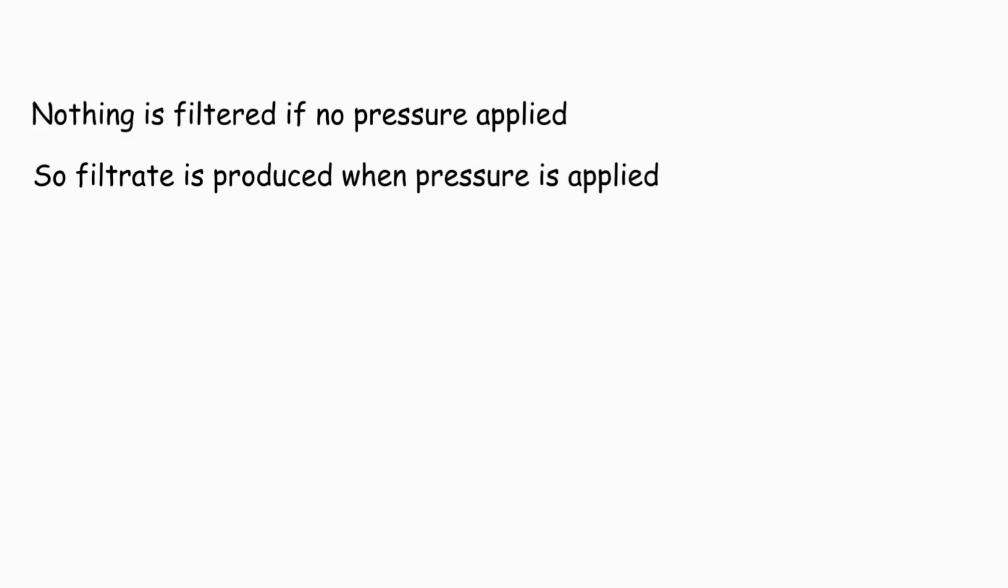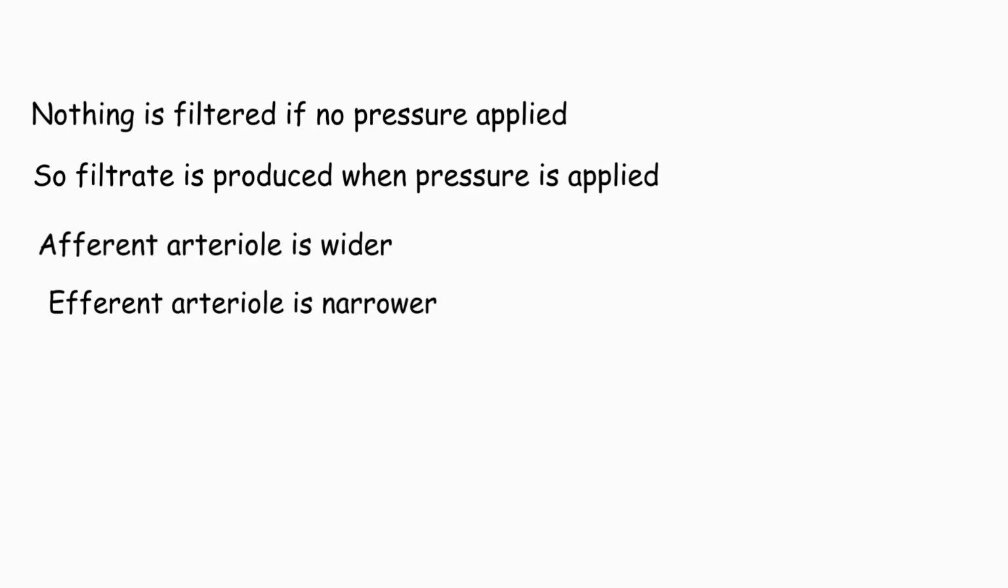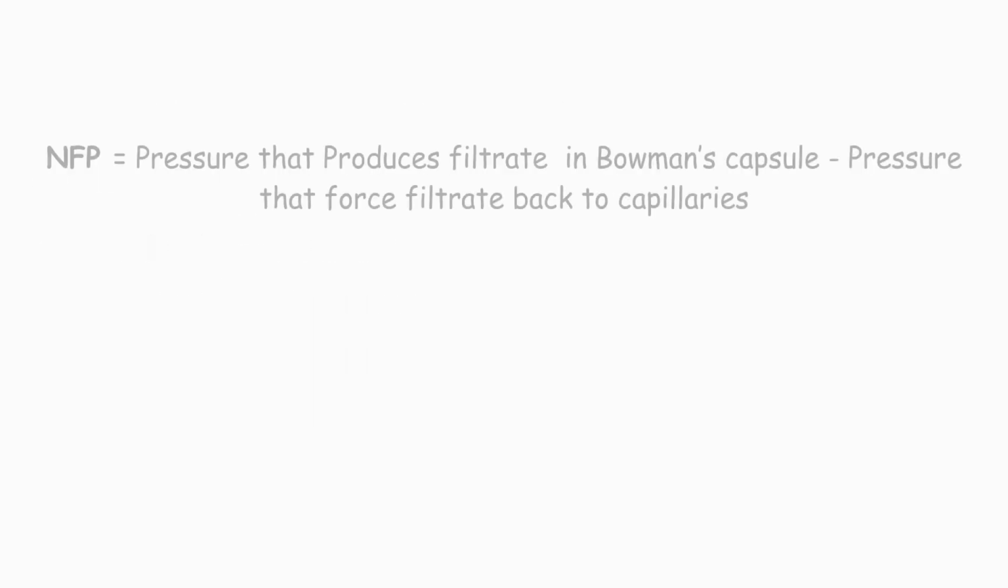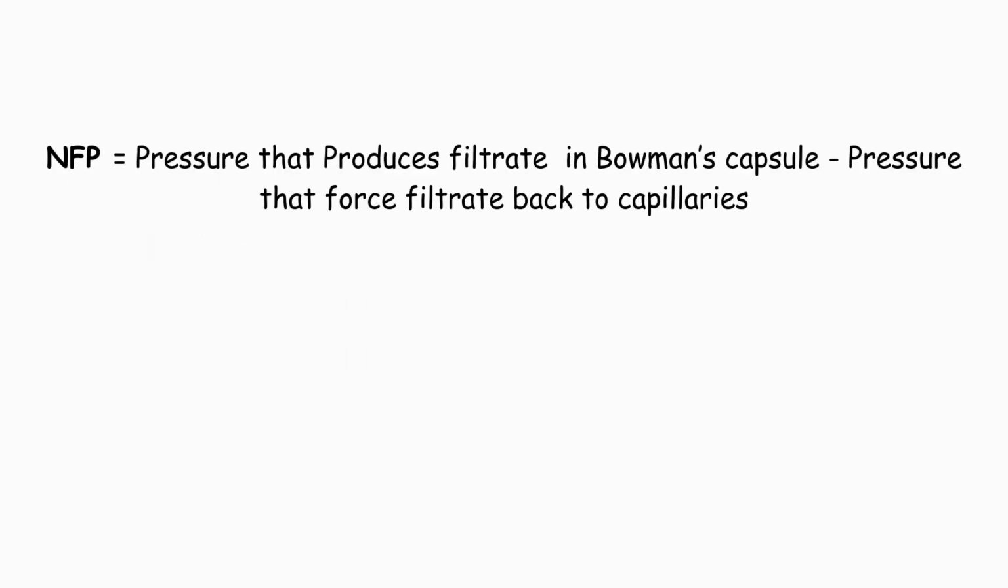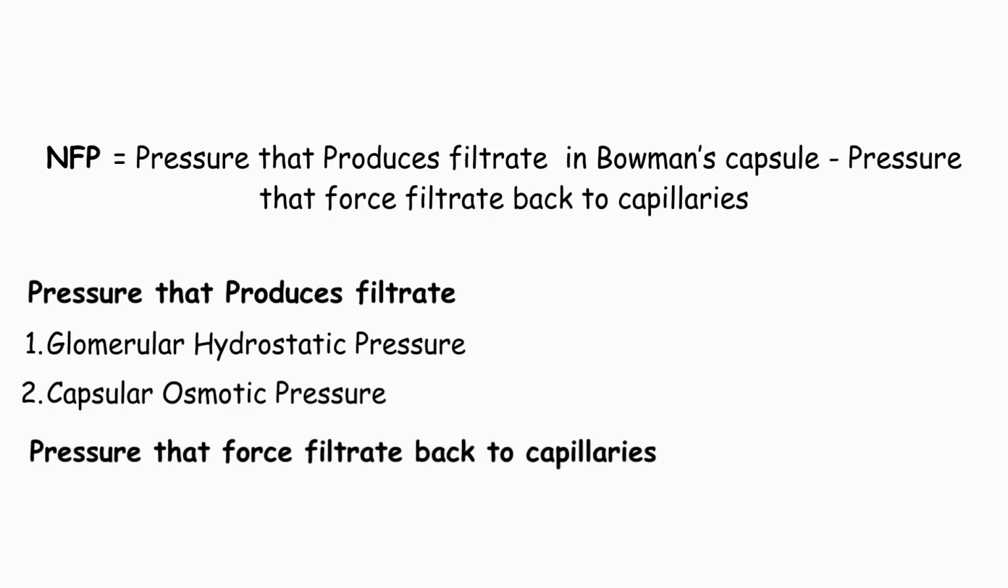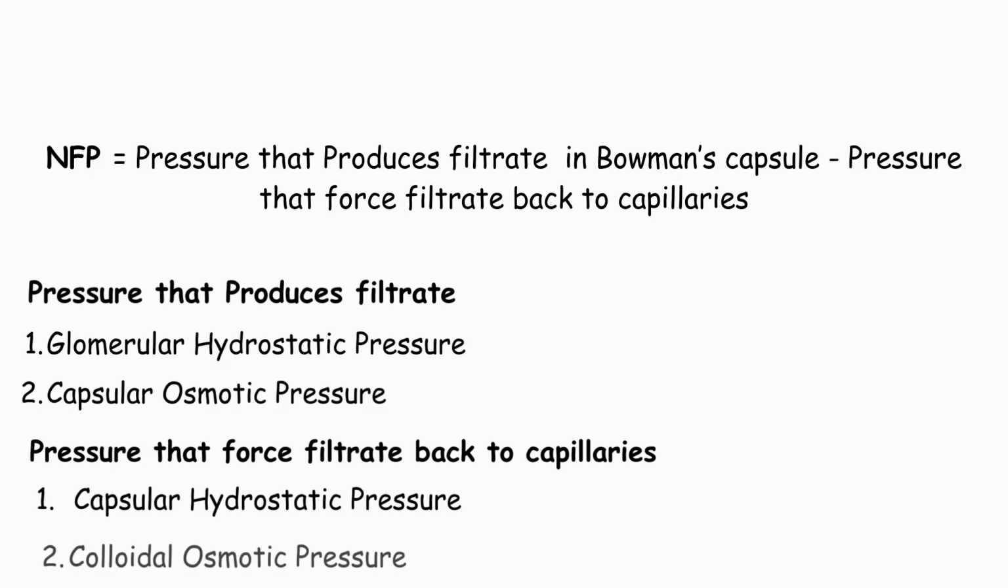Blood enters easily but exits with resistance, because the afferent arteriole is wider and the efferent arteriole is narrower. This creates high hydrostatic pressure inside glomerular capillaries. Net filtration pressure is the net force that produces filtrate in Bowman's capsule. It is obtained by the pressure that produces filtrate in Bowman's capsule minus the pressure that forces filtrate back to glomerular capillaries. Pressure that produces filtrate includes glomerular hydrostatic pressure and capsular osmotic pressure. Pressure that forces filtrate back to capillaries includes capsular hydrostatic pressure and colloidal osmotic pressure.